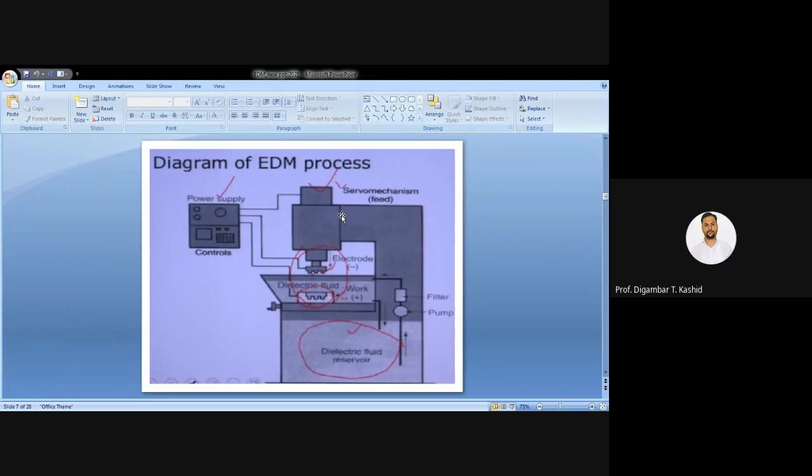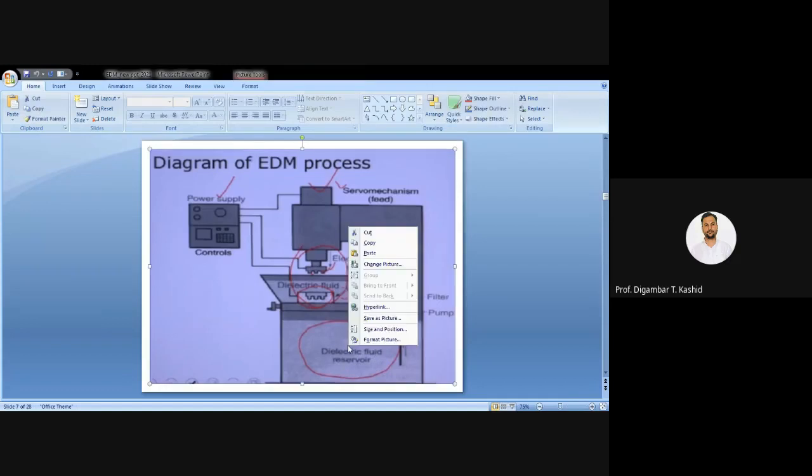So you need a servo mechanism, a servo motor. There are also different activities of the servo motor. It acts as a gap voltage sensor also. Using this gap voltage, it maintains the gap between your tool and your workpiece. There is also a dielectric chamber, or reservoir, as you can see.